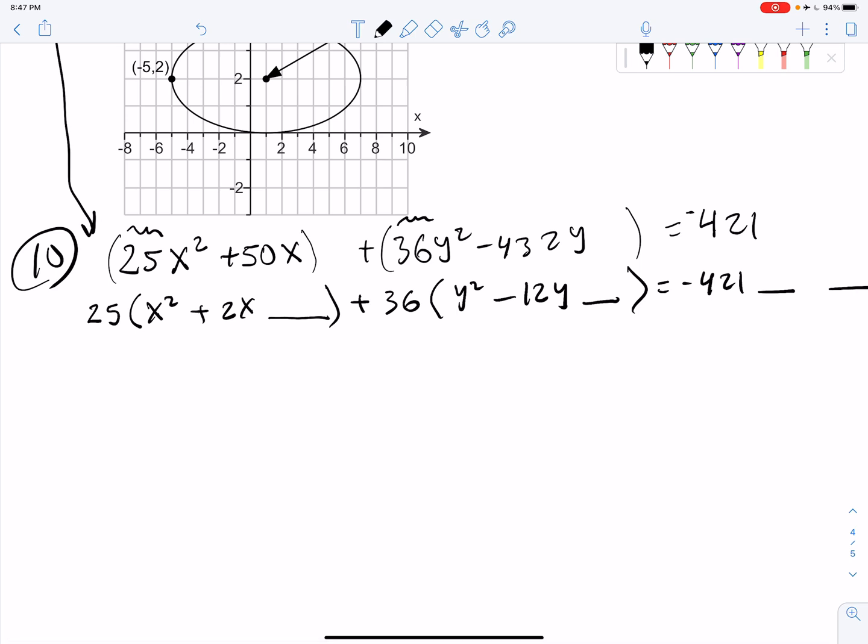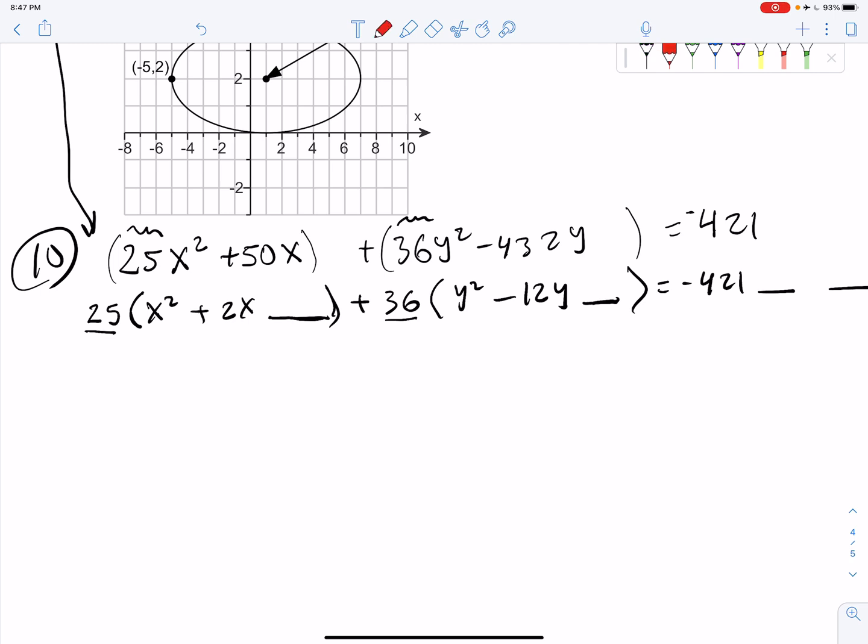The reason we have to be careful is because whatever I put in here, at the end of the day, gets multiplied by 25. So we've got to be really careful. Whatever I put in here, if I put a 1 in there, it's not really a 1. At the end of the day, it gets multiplied by 36 because 36 is going to distribute to it. You've got to be extra careful with this problem.